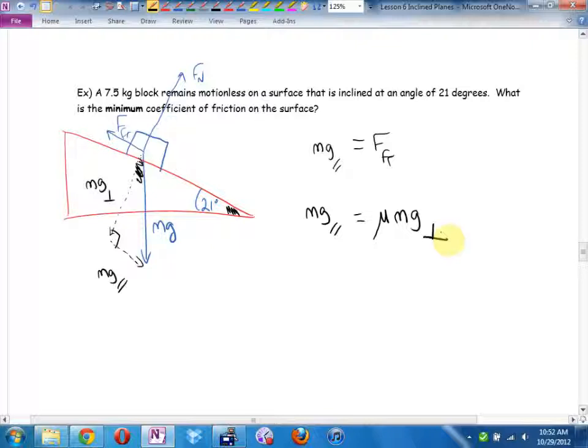This is hypotenuse, opposite. For parallel, which trig function? This is going to end up being mg sine 21 equals, I'm not done yet, I don't know, mu. I'm doing this all algebraically first. We want to look for patterns, see if we spot something. If mg parallel was sine, what was mg perpendicular? Cos.